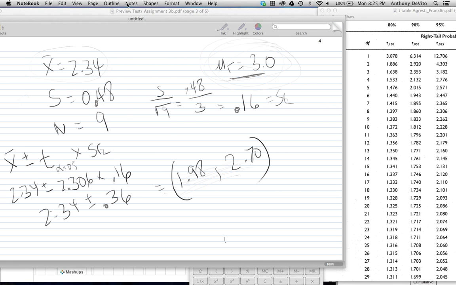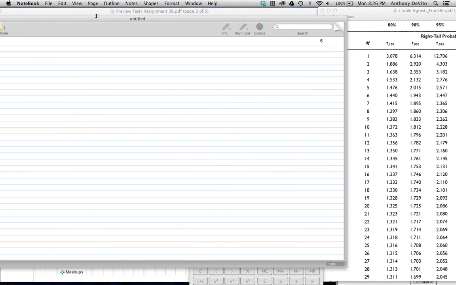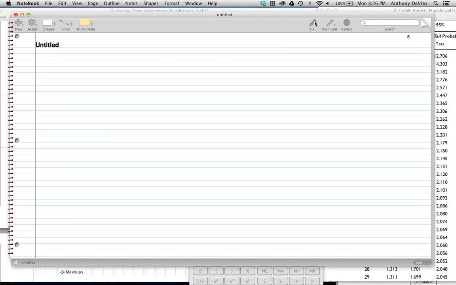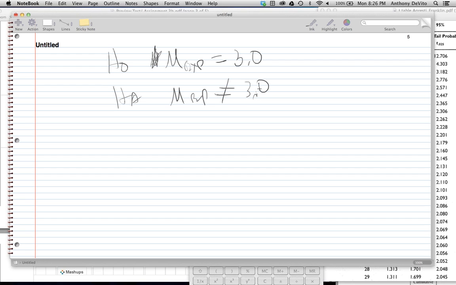Okay, so if we do that part of the problem now, get a new page. This time our null hypothesis is that mu for our experimental area where we're doing our experiment is equal to 3.0. It's the same as the regulated area regulation. And our alternative hypothesis is that mu is different than 3.0. We're not speculating at this stage whether it's greater or less than. We're going to do a two-tail test.